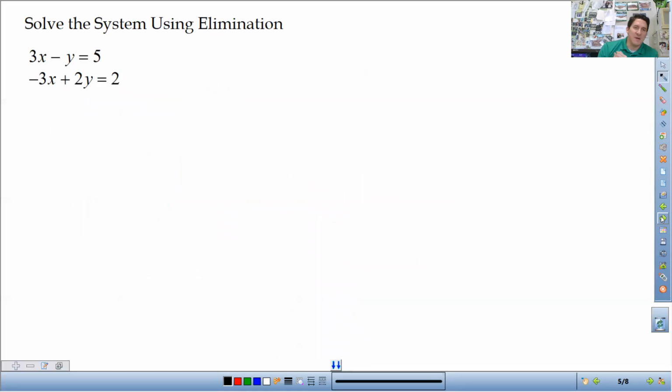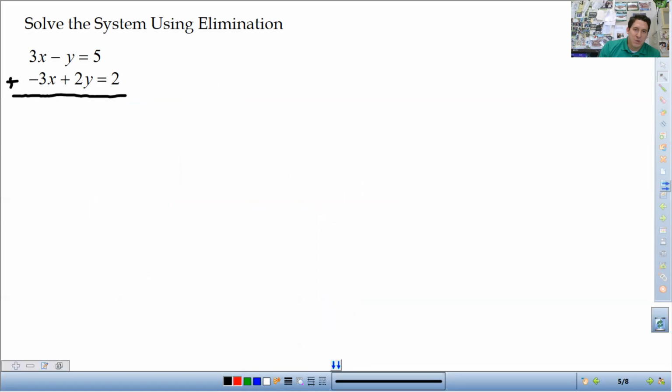Solve the system using elimination. So 3x minus y is equal to 5. Negative 3x plus 2y is equal to 2. Do you see what we have on the x this time? So when we add, the x's are going to eliminate. We have a positive 3x and a negative 3x. So add the two equations together.